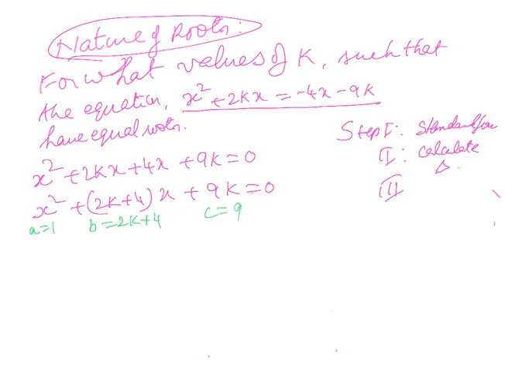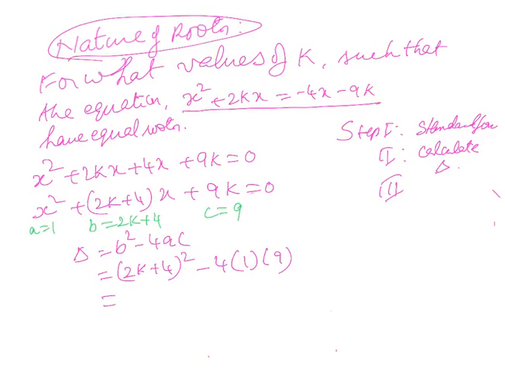Now I find the discriminant. My discriminant is delta, that is b squared minus 4ac. This is my second step, calculate the discriminant. That is (2k plus 4) squared minus 4 times a, which is 1, times 9. That means I have to find the discriminant. Let's calculate.